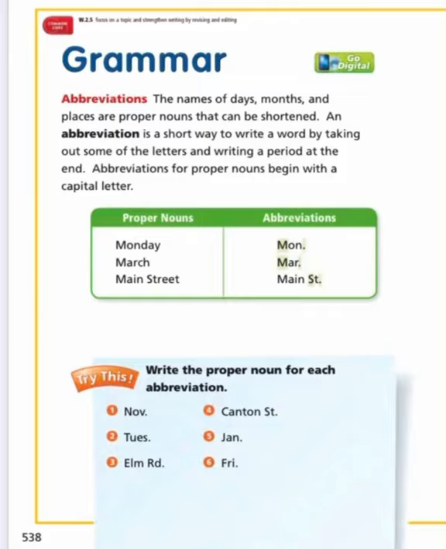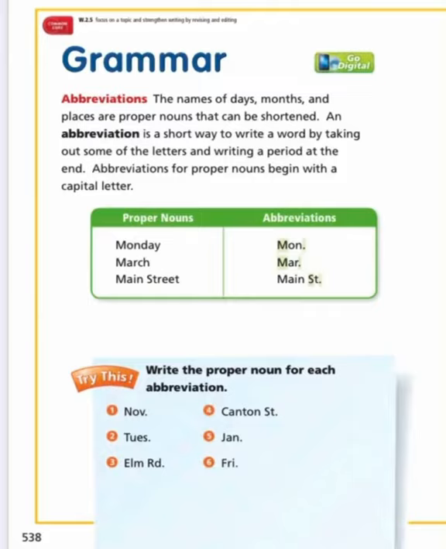Grammar. Abbreviations. The names of days, months, and places are proper nouns that can be shortened. An abbreviation is a short way to write a word by taking out some of the letters and writing a period at the end. Abbreviations for proper nouns begin with a capital letter. Proper nouns. Monday.